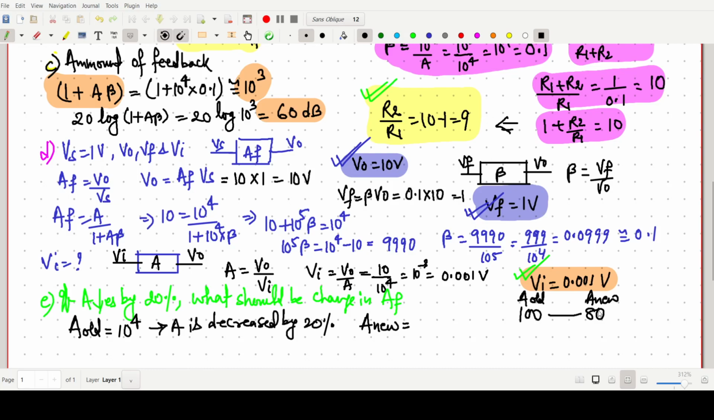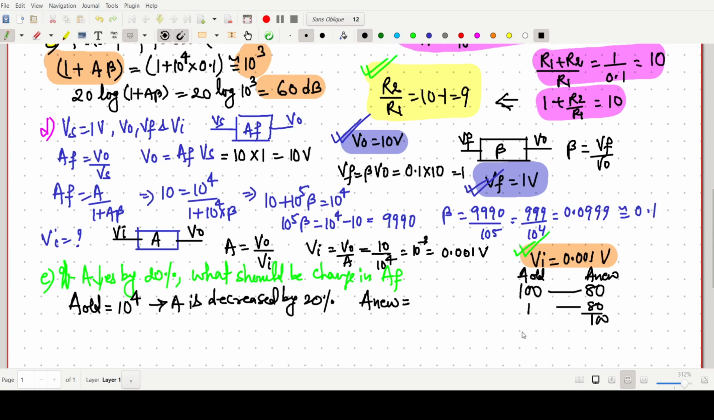So A new will be 80%. A old is suppose 100%. So it should be 20% reduction. So 80. So now we can say when the old value is 1, it should be 80 by 100. So if I am saying it is 10 to the power 4, the new value will be 80 by 100.